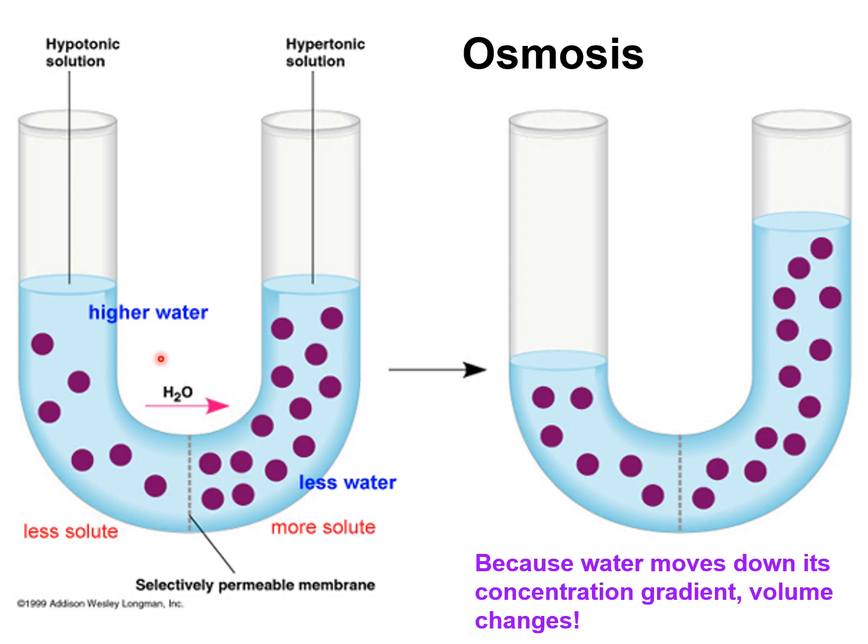So water is just going to move down its concentration gradient, from high to low water concentration. So the water will just move from the left over to the right side. And you can actually see that the water level drops as the water moves over to the other side.